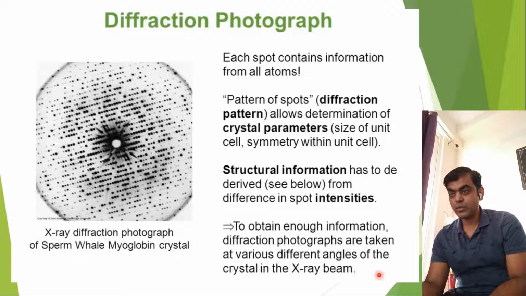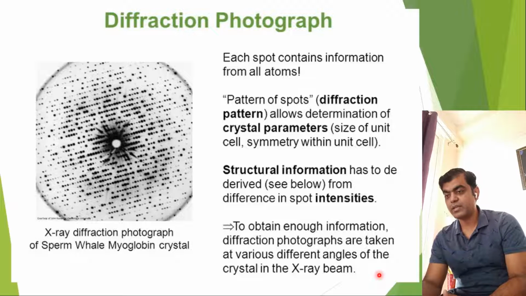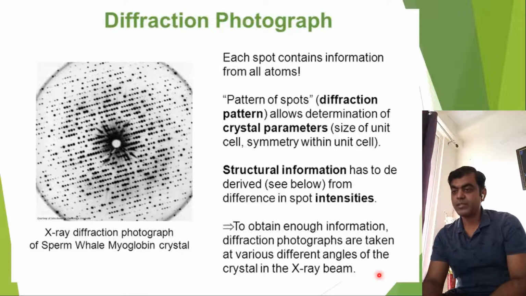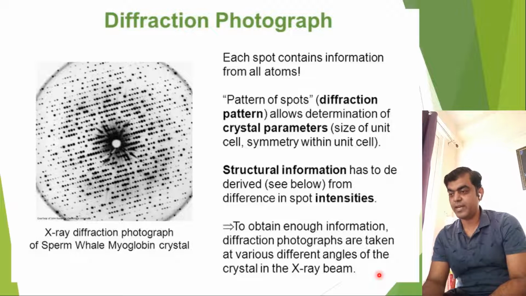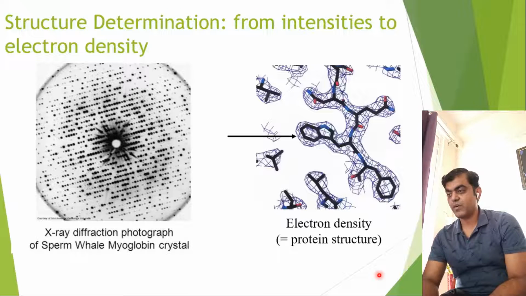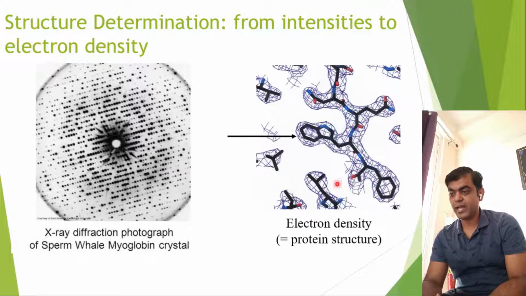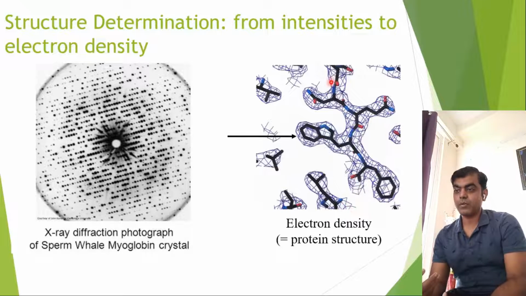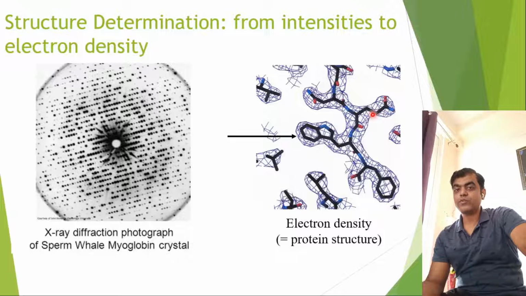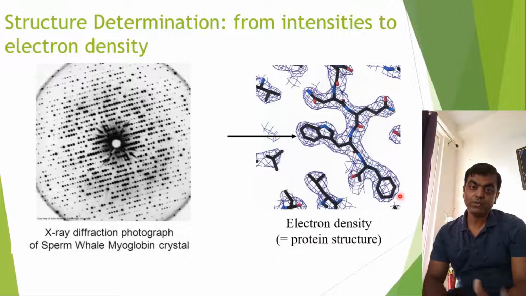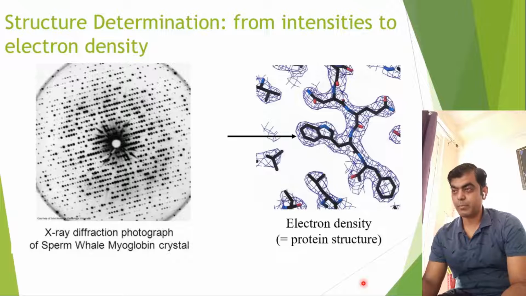Okay, so how are we going to do it? It looks pretty simple. From these multiple images I will get an image like this, with the help of some software, and this will give me the electron density pattern. Based on the electron density pattern I can predict a structure, which will be the actual protein structure of my sample.